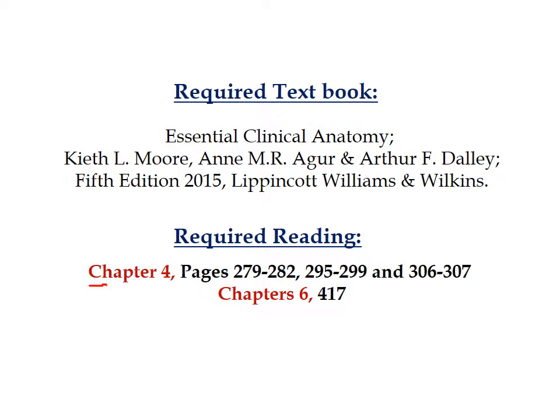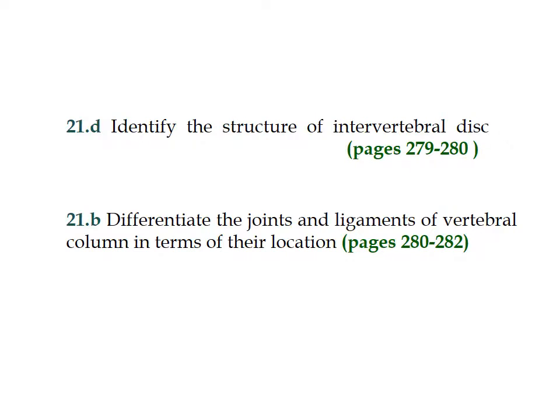The required reading is from chapter 4, these are all the pages, very limited pages. From chapter 6, only one page, 417. Now we will discuss the first two objectives. In total we have only three learning objectives to be discussed for this particular flipped class session.